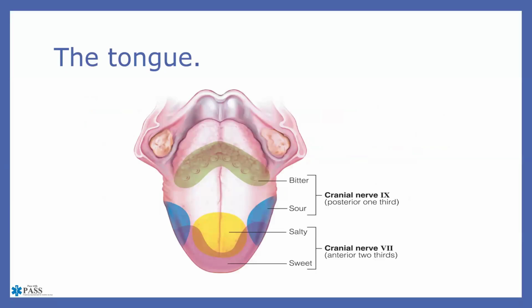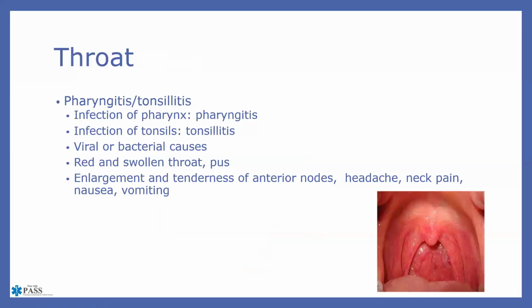All right, the tongue, as far as taste, cranial nerve number 9 and number 7. The cranial nerve number 9 is the posterior 1/3, and that is responsible for your sour and bitter. And then the anterior portion of the tongue is salty and sweet, and that is the anterior 2/3 of the tongue, and that is managed by cranial nerve number 7.